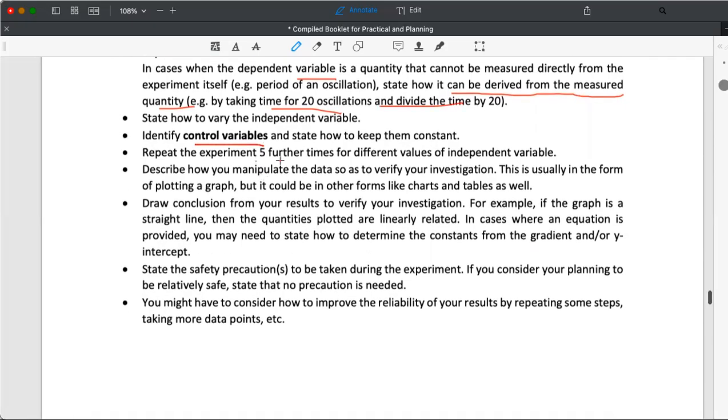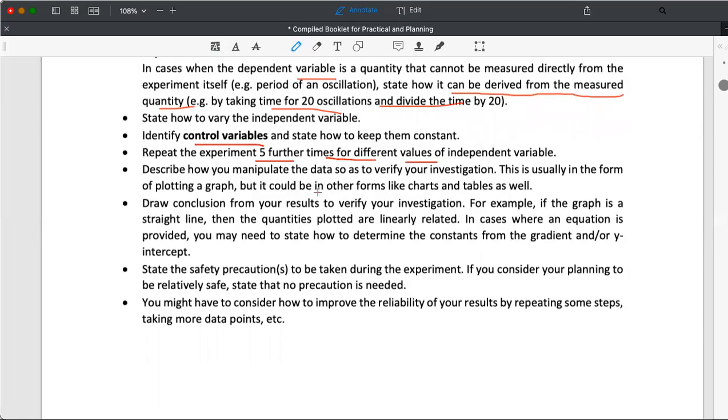Repeat the experiment 5 further times. So if it's a straight line, it's about at least 6 points. If it's a curve, at least 8 points. You do not need to carry out the experiment. You just plan and write it down so that the experimenter who sees the procedure will know how to proceed with it. So the instruction has to be clear, concise, to the point.